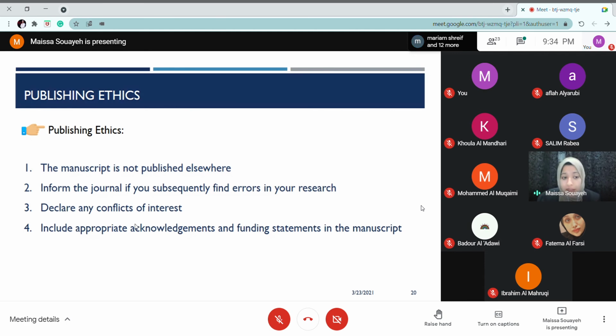And then finally, you need to include appropriate acknowledgements and a funding statement in the manuscript. You need to always thank whoever provided you with funds, whoever provided you with support. This is very important, and to me it's one of the main ethics, to always be appreciative to whoever helped you, supported you, or contributed to your work. You should always include that in the manuscript.